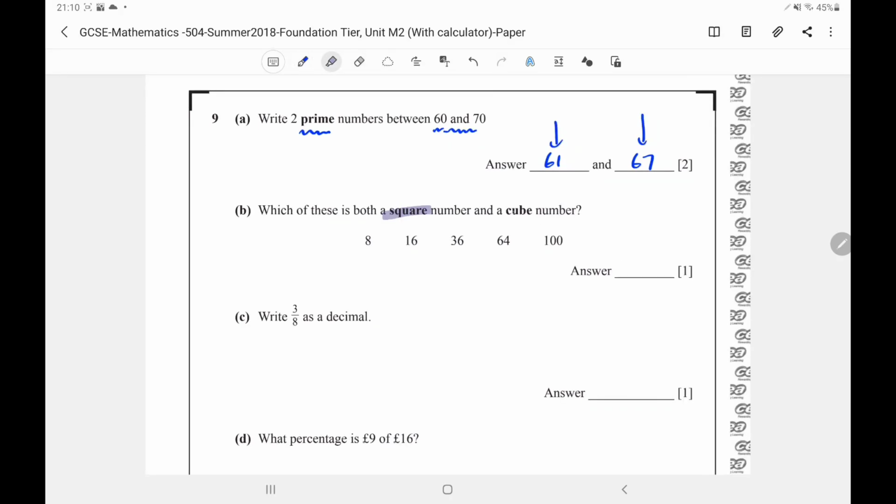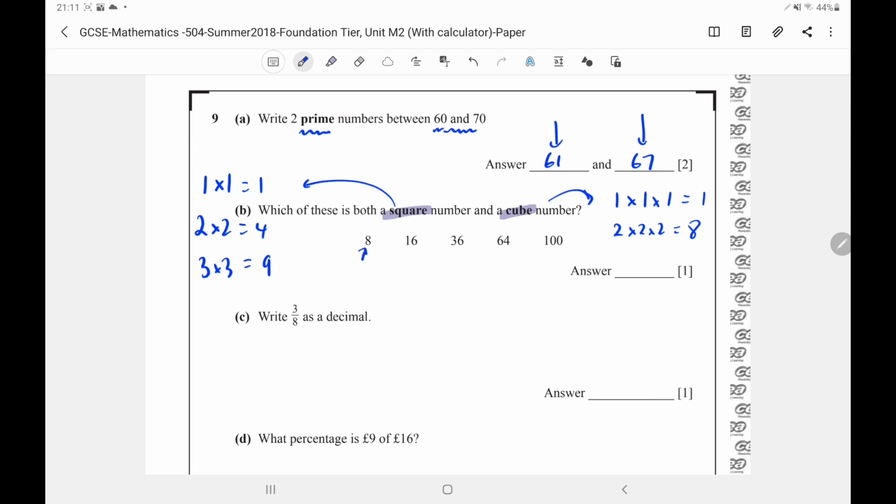Okay, now we have to think about square numbers and cube numbers. Square numbers are what you get when you multiply any number by itself. The cube number is what you get when you multiply any number by itself and then multiply by itself again. So 2 by 2 by 2 gives us a cube number. 2 by 2 is 4, 3 by 3 is 9, 1 by 1 is 1. They are the square numbers. So 8, well, that is 2 by 2 by 2. So it's a cube number but not square.